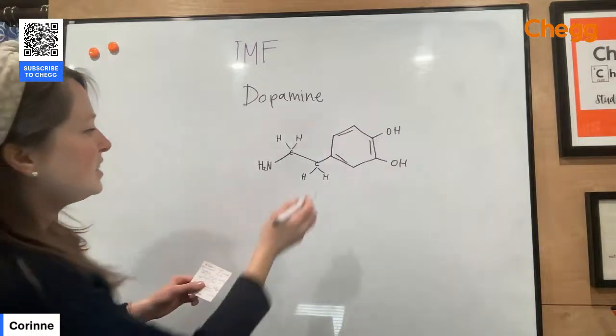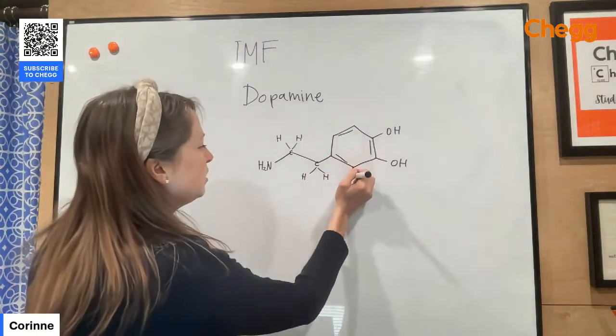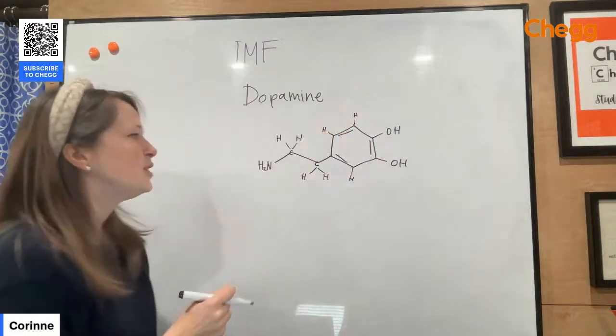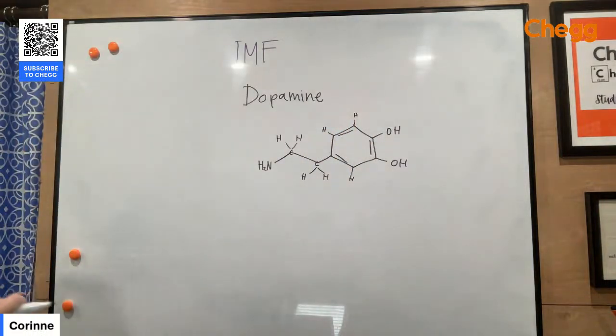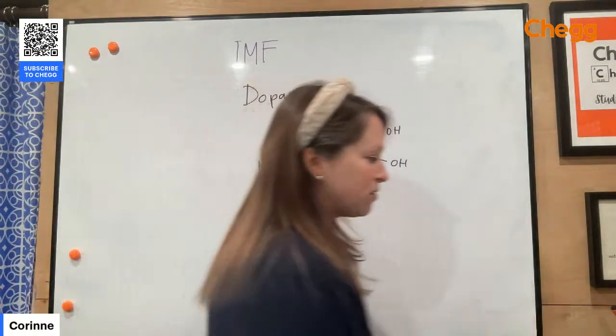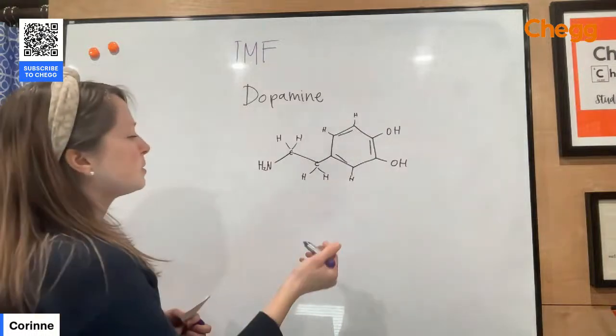All right, so looking at this, I'll go ahead and draw in all of my hydrogens to help you guys out. This is the dopamine molecule. If I look at this and I want to determine what type of intermolecular forces it experiences, everything is going to experience London dispersion forces.